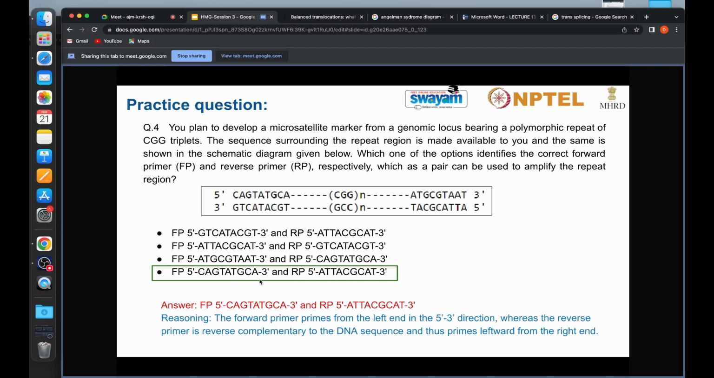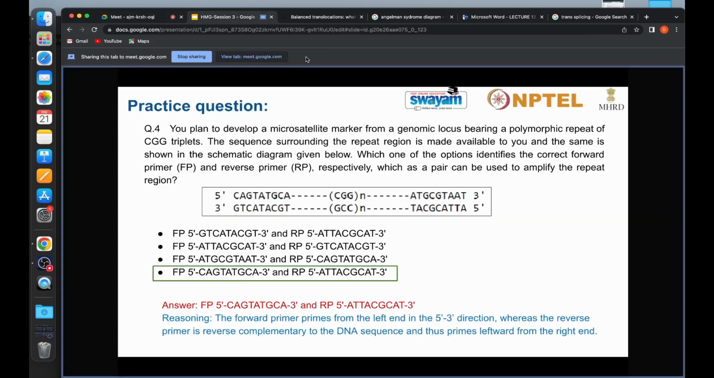Similarly, if we talk about the reverse primer, it will always replicate in the reverse direction, that is from left towards right. So that means the strand which is 5 prime to 3 prime, for that we will use reverse primer that will lie in this reverse direction in this end. So its sequence from 5 prime to 3 prime will be ATTACGCAT. So that is also present in this option D. So hence option D is the correct option for this question. So these forward and reverse primers would help you to amplify this region of interest.